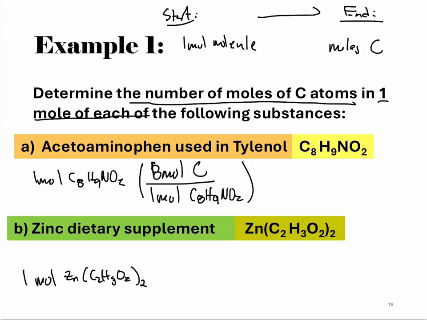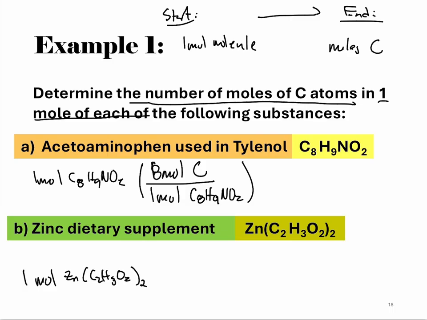All right, and where did I get that? How did I get 8 moles for every 1 mole of Tylenol? I got that from the chemical formula. The subscript there tells me I have 8 carbon atoms per molecule. If I multiply that by 6.022 times 10 to the 23, that means I have 8 times 6.022 times 10 to the 23 carbon atoms per 6.022 times 10 to the 23 molecules of Tylenol. Another way of saying that is I have 8 moles of carbon per 1 mole of the molecule.